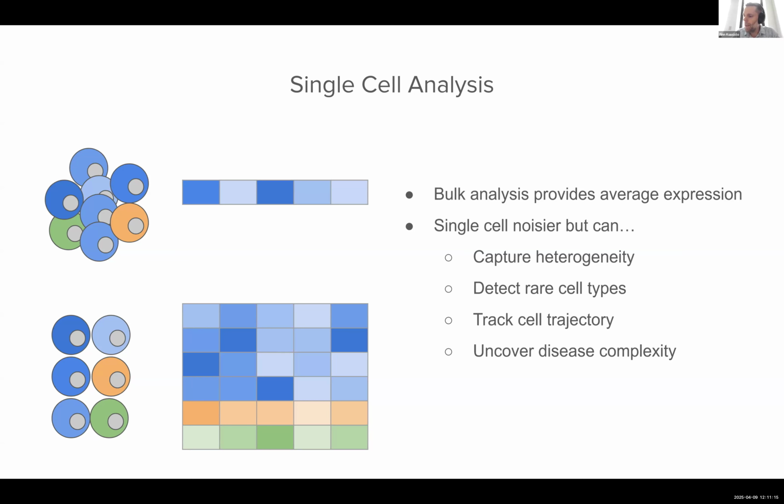But more recently, it's becoming much more common to do single cell analysis, where each of the cells is individually isolated and then sequenced. So you have a sequence for every single cell in some set of cells that you've collected. The data set can be noisier, but it does allow you to capture the heterogeneity within, say, tissue samples, which then allows you to detect rare cell types. In that case, that might be represented by this orange and green cell. You can also track cell trajectories over time. You get to cover the complexity of samples more dramatically, even if the data can be a little bit noisier.